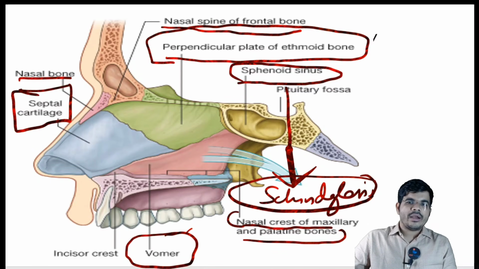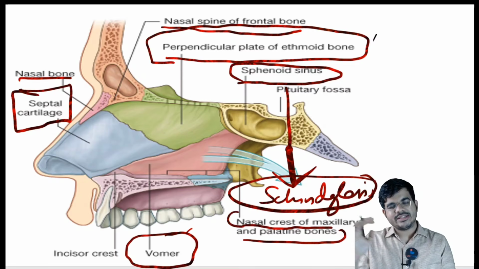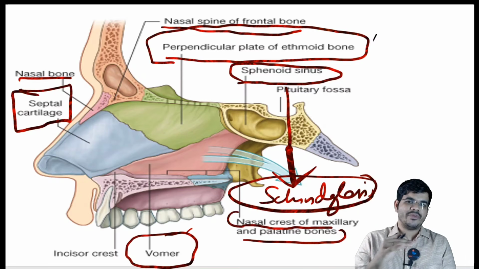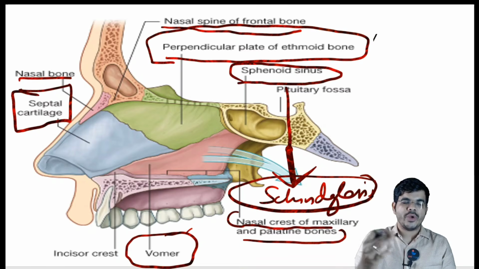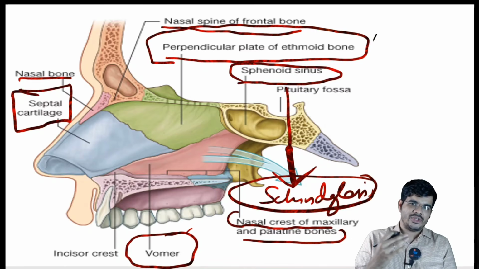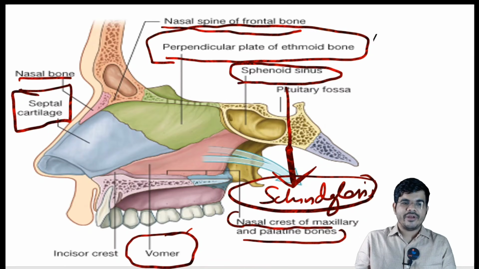Now, what are the problems associated with the nasal septum? First of all, you have the deviated nasal septum, which is the most common problem associated with the nasal septum. Deviated nasal septum is seen in up to 80% of individuals, and most of them are asymptomatic and require no intervention at all. Only when the septal deviation is severe enough to cause problems will it require intervention. Now, what are the causes of deviated nasal septum?